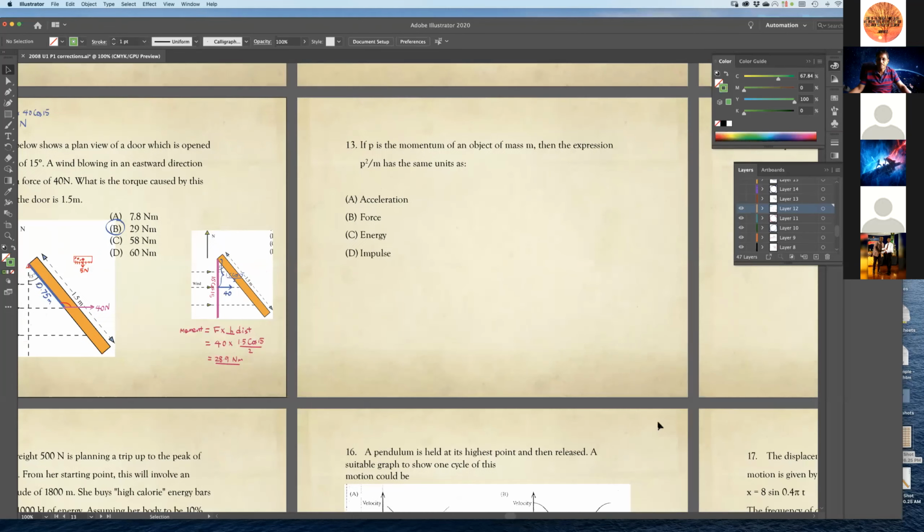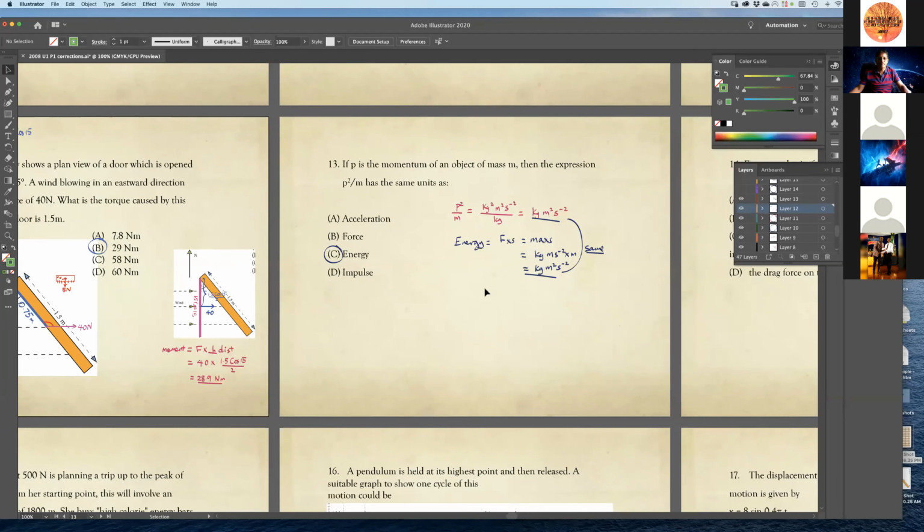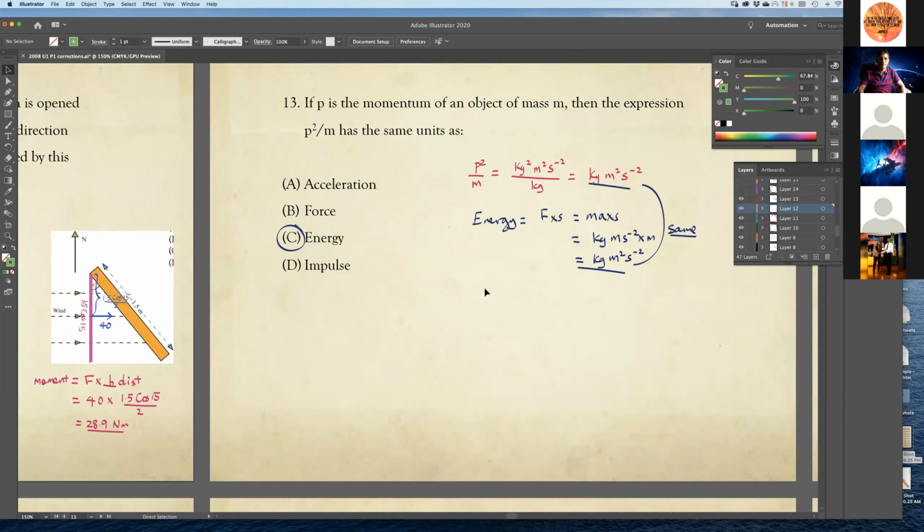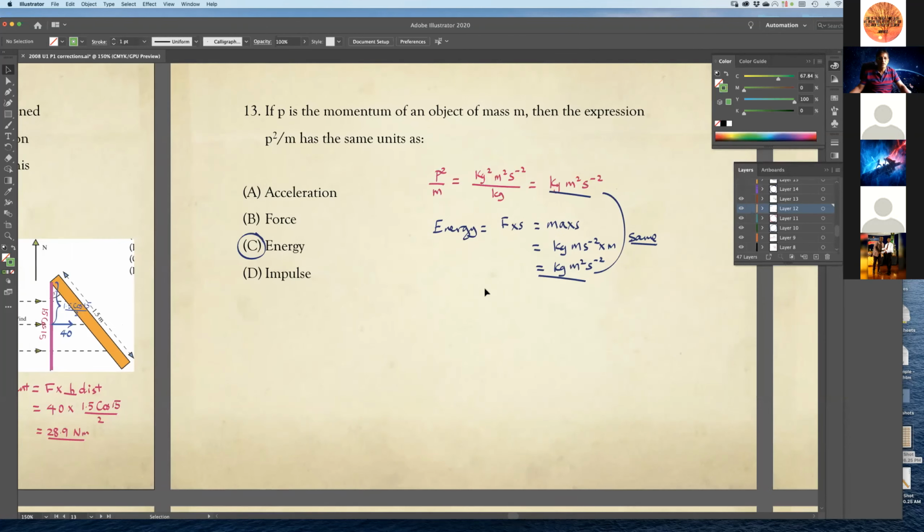Claire, next one. Again, this is pretty straightforward. If P is momentum of the object and M is mass, then the expression P squared over M has the same unit as. So again, we break this up into its units and we end up with this: kilogram meter squared per second squared. That's when you do your cancellations. The correct answer is energy.